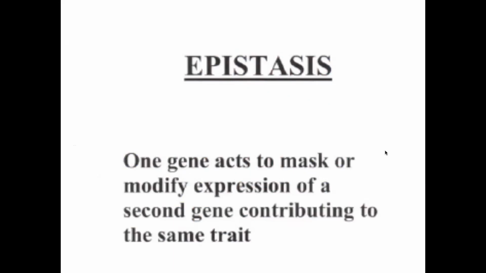And this is a phenomenon that we call epistasis. So first, let me just define epistasis. It's where one gene will act to mask or modify the expression of a second gene contributing to the same trait. And when you have epistasis and you're performing genetic crosses, there is the potential, at least, to observe non-Mendelian inheritance patterns or phenotypic segregation patterns in segregating populations.